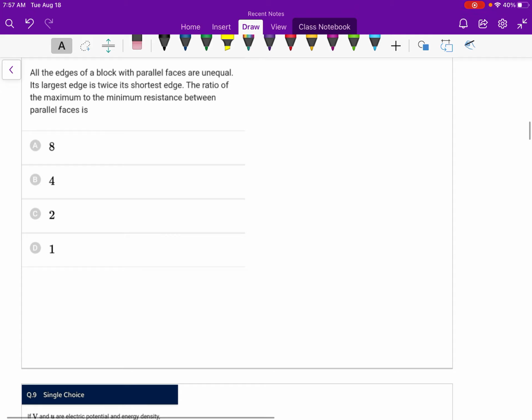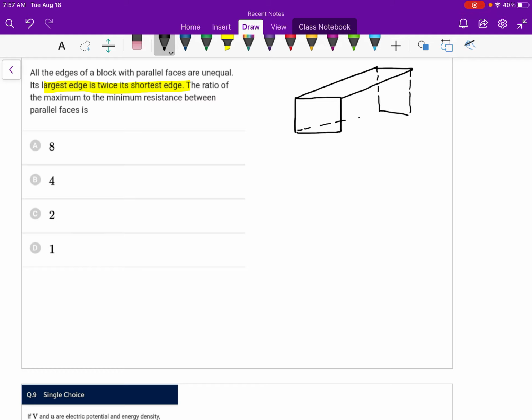All the edges of a block with parallel faces are unequal. The largest edge is twice the shortest edge. So let's say this is the cuboid. Say this is the smallest edge A, this is intermediate B, and this is C.